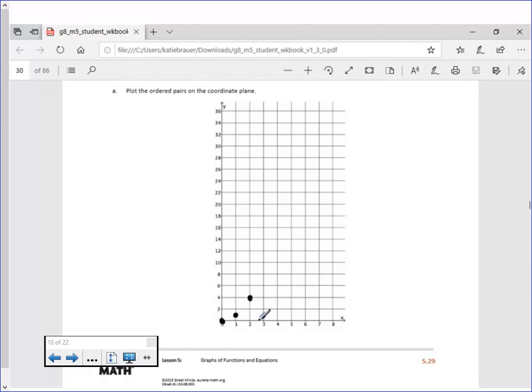Can we pay attention, please, guys? I know they're kind of being loud over there, but we need to pay attention.